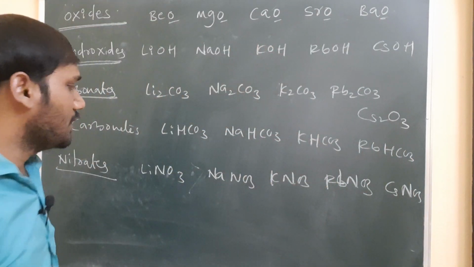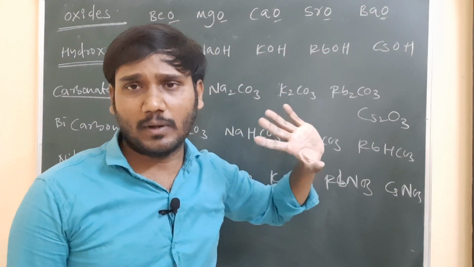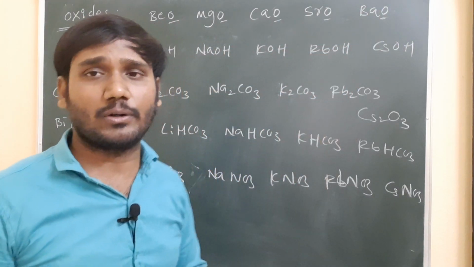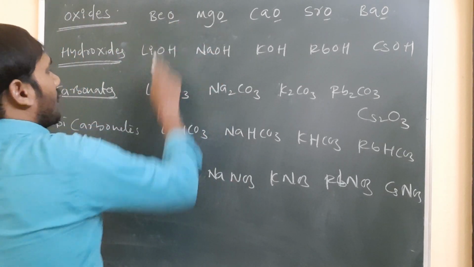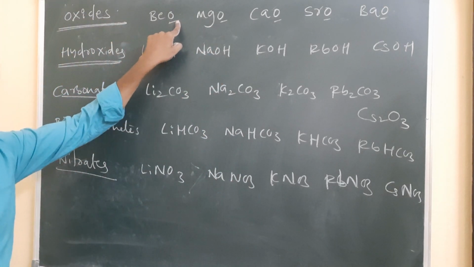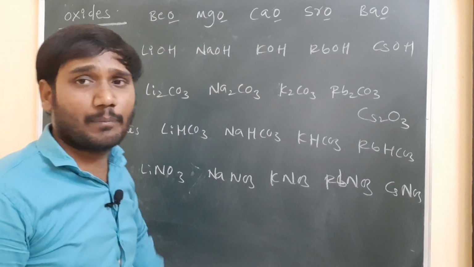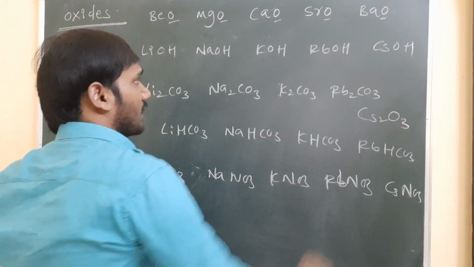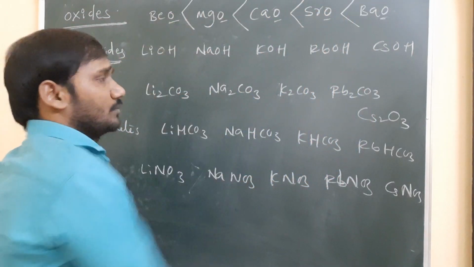Solubility. Once again, common ion if it is small, lattice energy is inversely proportional to solubility. Then lattice energy, where is it more? Here. Lattice energy of beryllium oxide is more. So lattice energy is inversely proportional to solubility. Which solubility is more? Barium oxide solubility is more. Clear?